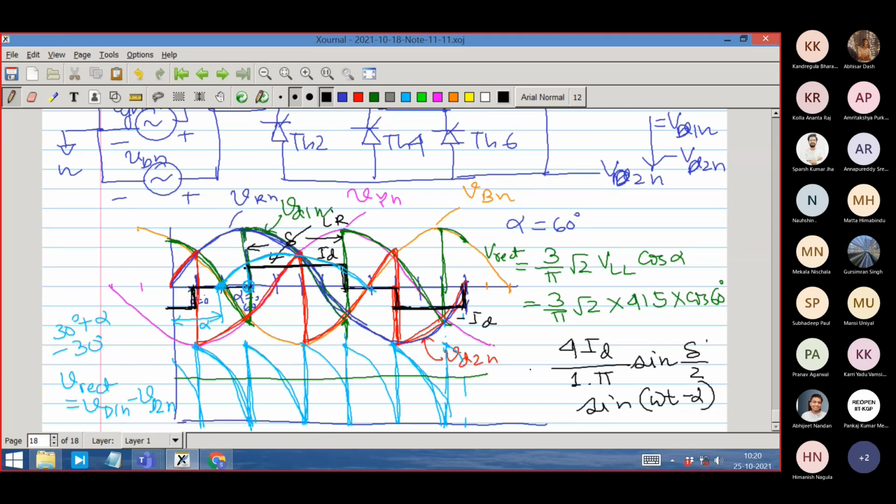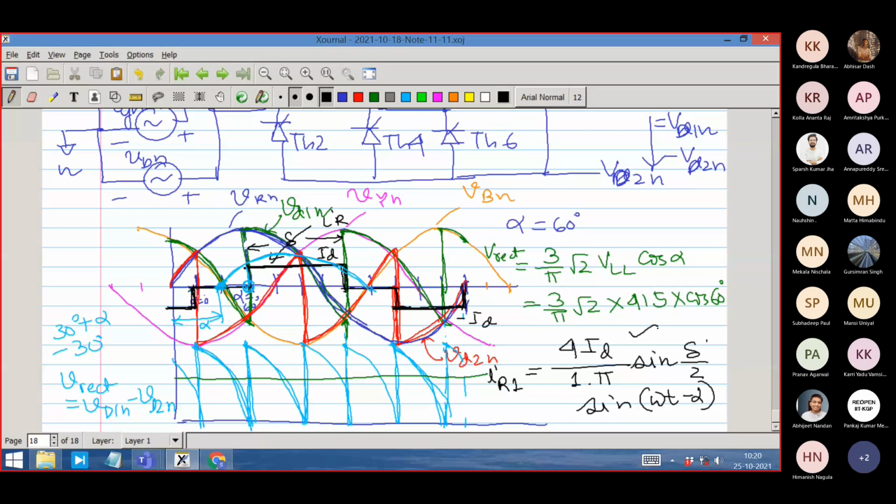That is the fundamental component of the R phase. The 1 is implying the fundamental component. As a function of a sine wave, as a function of instantaneous value, it would be expressed with this expression.